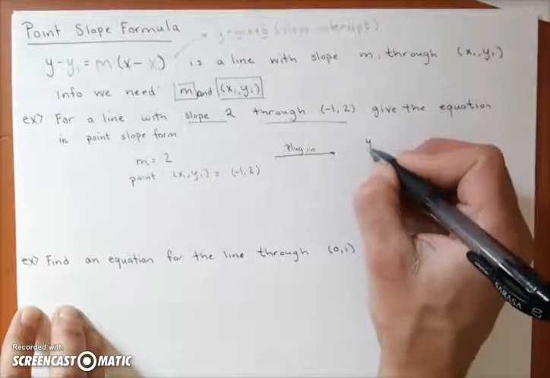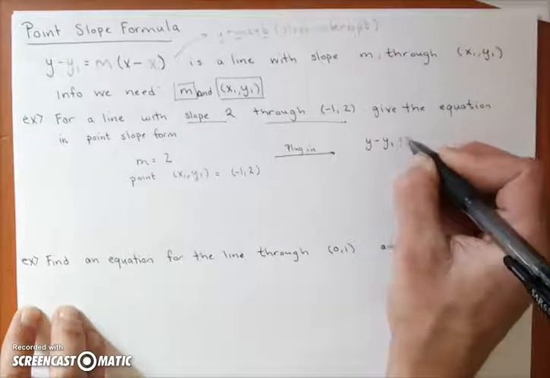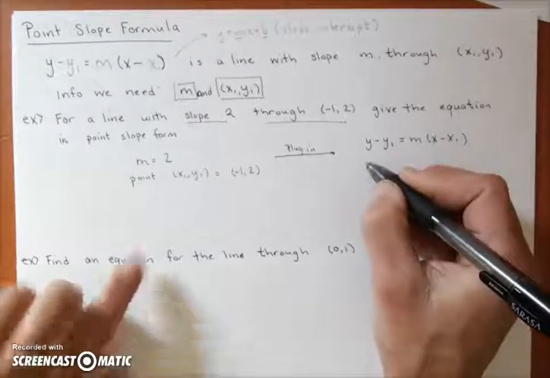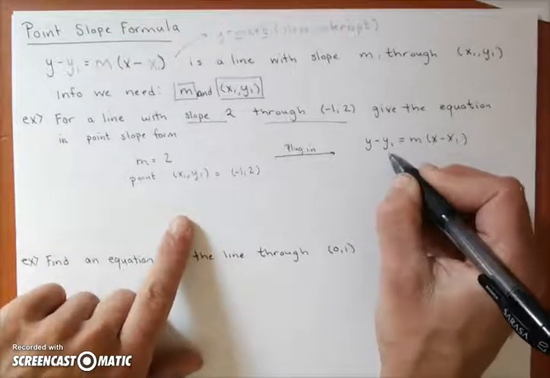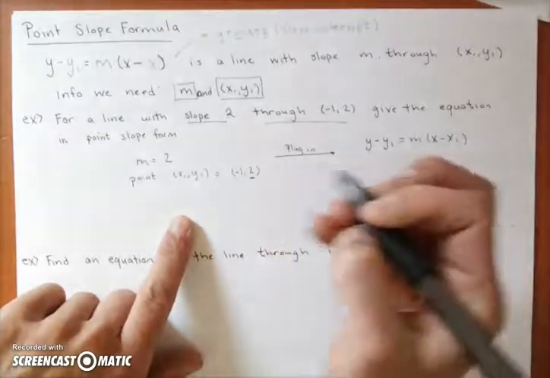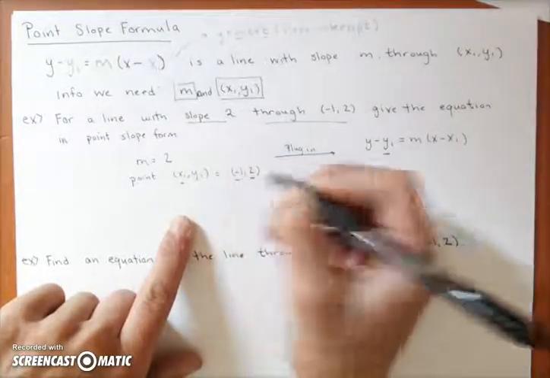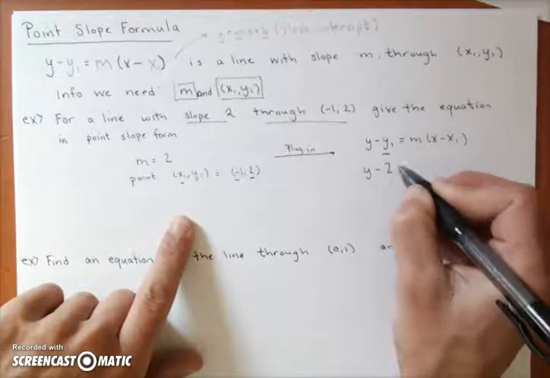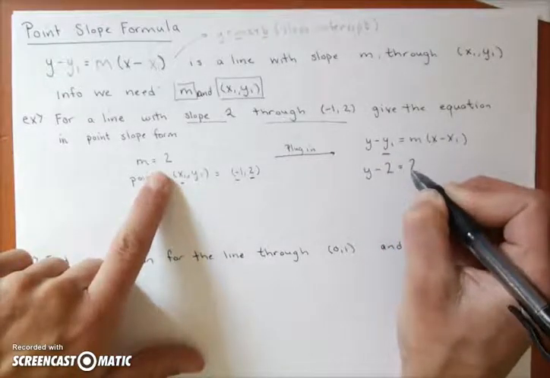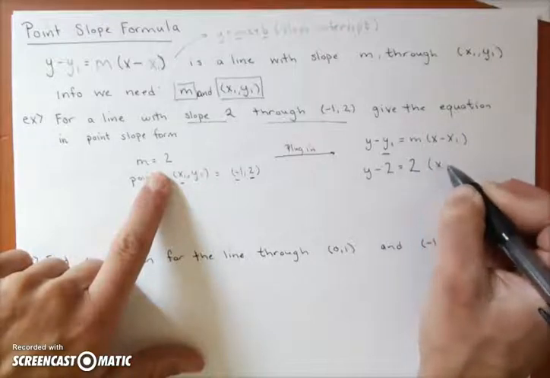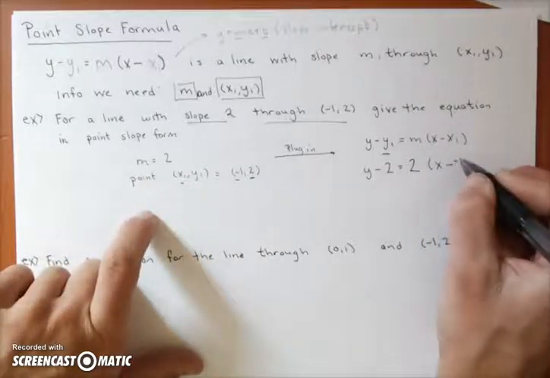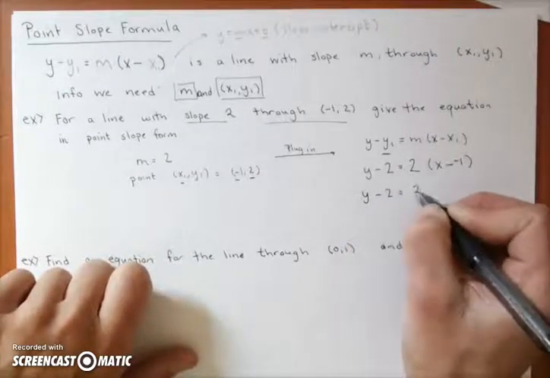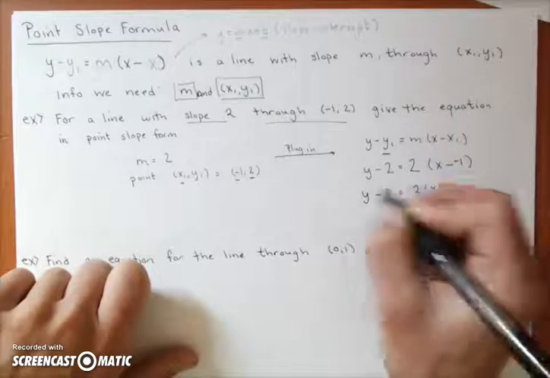So again, the formula is y minus y1 equals m times x minus x1. And I plug in for y1, 2, and for x1, -1. So y minus 2 equals, for m I plug in 2, times x minus -1. So this equation is y minus 2 equals 2 times x plus 1.